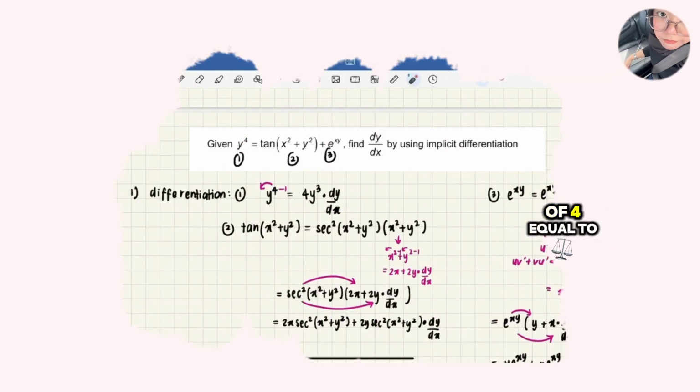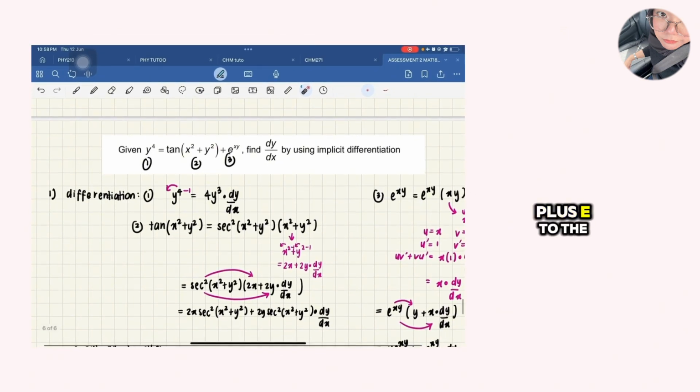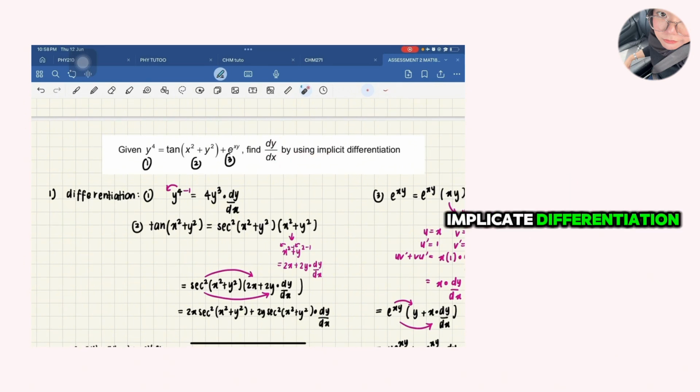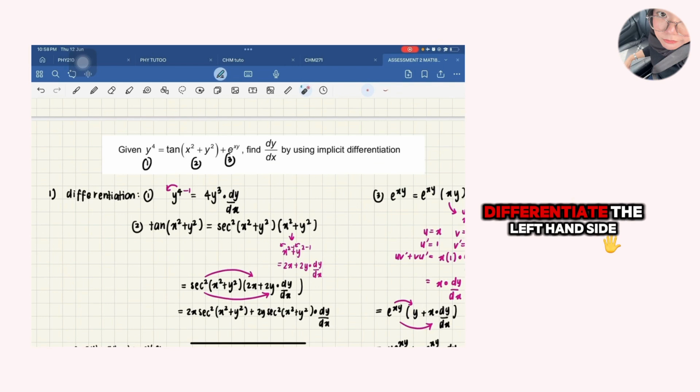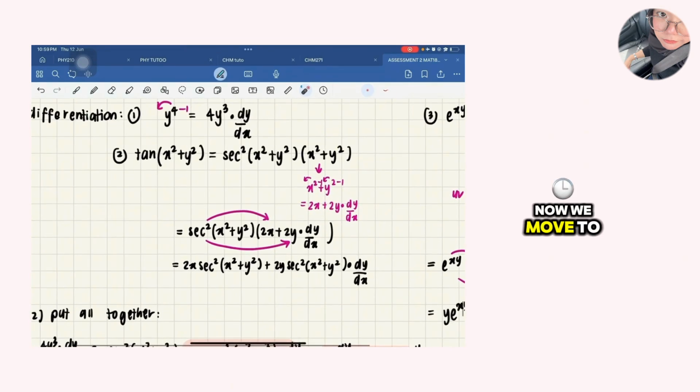Given y to the power of 4 equal to tangent of x squared plus y squared plus e to the power of xy, find dy/dx by using implicit differentiation. First step, we're going to differentiate the left hand side. The derivative of y to the power of 4 is 4 times y cubed times dy/dx. This is because we apply the power rule and then multiply by dy/dx, since y is a function of x. Now we move to the right hand side.